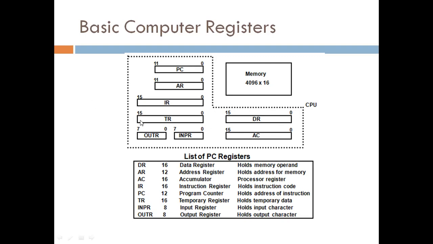The remaining 2 registers, output register and input register, are 8 bit in size. Input register holds the input character. Output register holds the output character. So these are the basic 8 computer registers, and we can say that these are the general purpose registers.